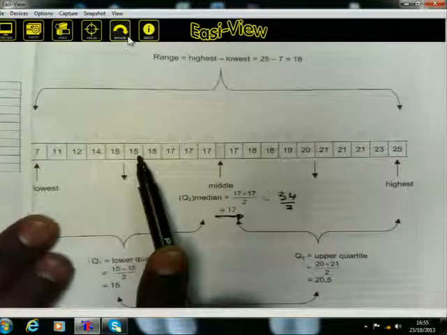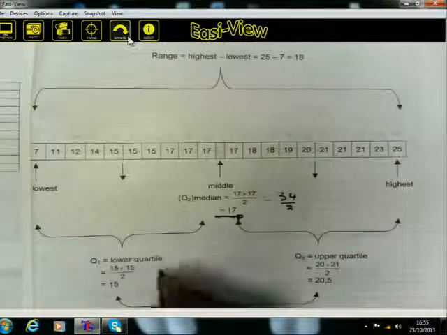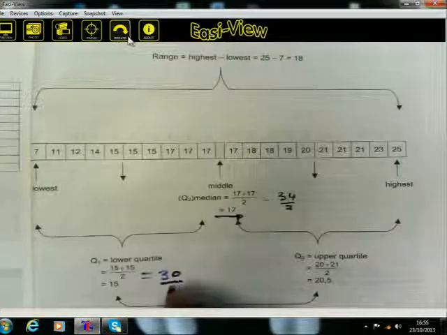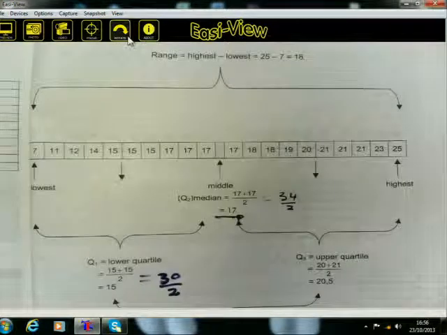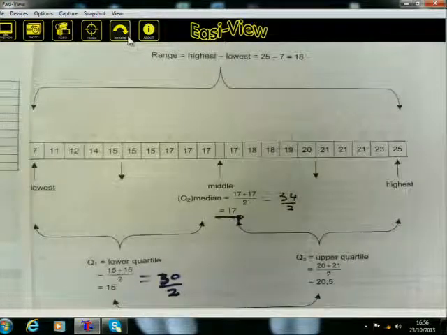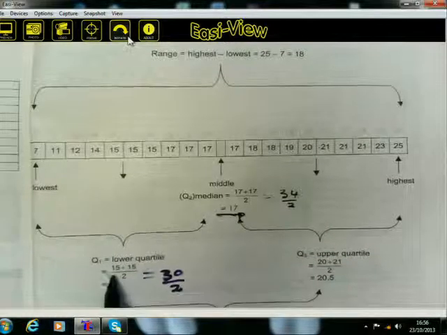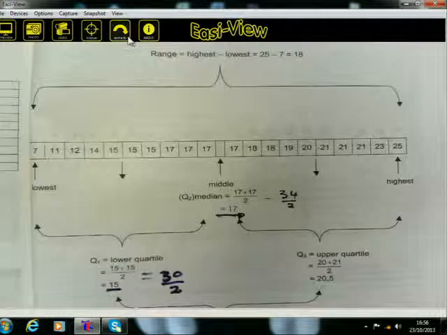That's 15 and 15. Now I add the two. 15 plus 15 gives us 30. 30 divided by 2. How much did I get? That's 15. That means our Q1 is 15.